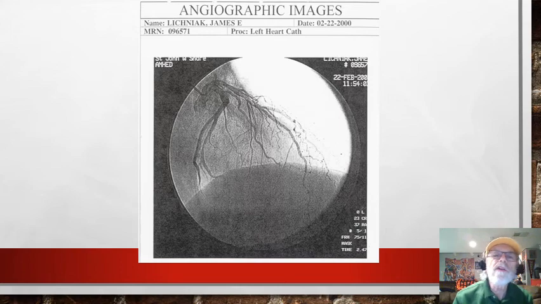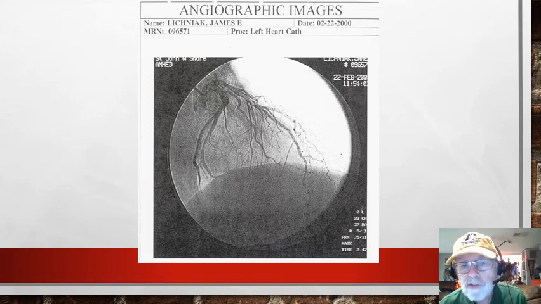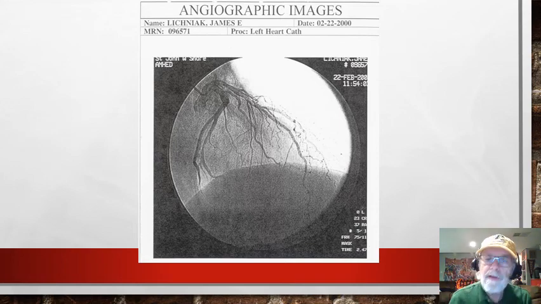If you look on the left side of this, there's two. There's an artery that comes off and it branches into two that sort of go parallel to each other. If you look about halfway down the one on the right, there's a little area of narrowing, and that's where the problem was.